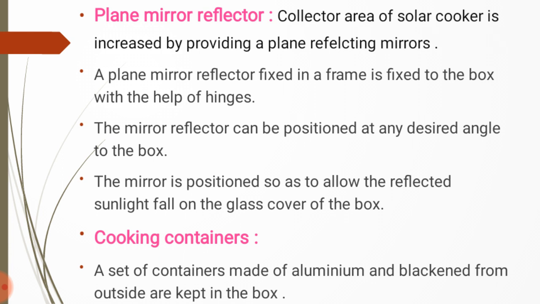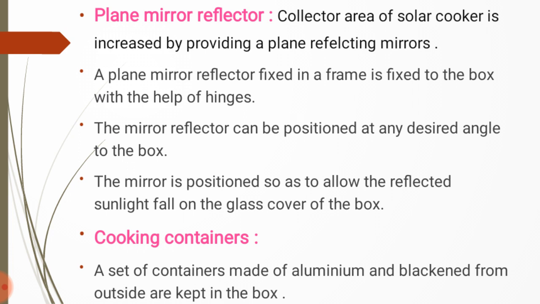The mirror reflector can be positioned at any desired angle to the box. That means this plane mirror can be positioned at a particular angle where we get the maximum solar radiation, so we are able to obtain the maximum amount of heat. The mirror is positioned so as to allow the reflected sunlight to fall on the glass cover of the box. That means the plane mirror position is taken into account so that the reflected radiation is incident on the glass cover plate, and through that it can be transmitted into the box so that the temperature of the box increases. Now the next component is the cooking containers.